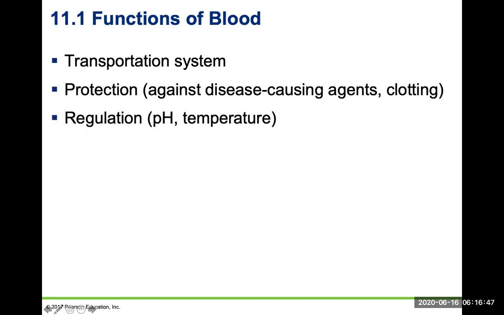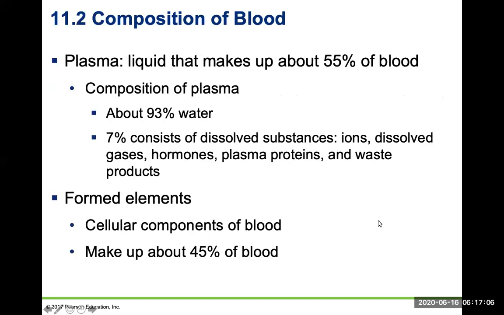So here are the functions of blood. It's like your body's transportation system for all hormones, nutrients, gases, and wastes. It works as part of your body's protection against disease-causing agents and clotting, and regulation. It helps to regulate pH and temperature.